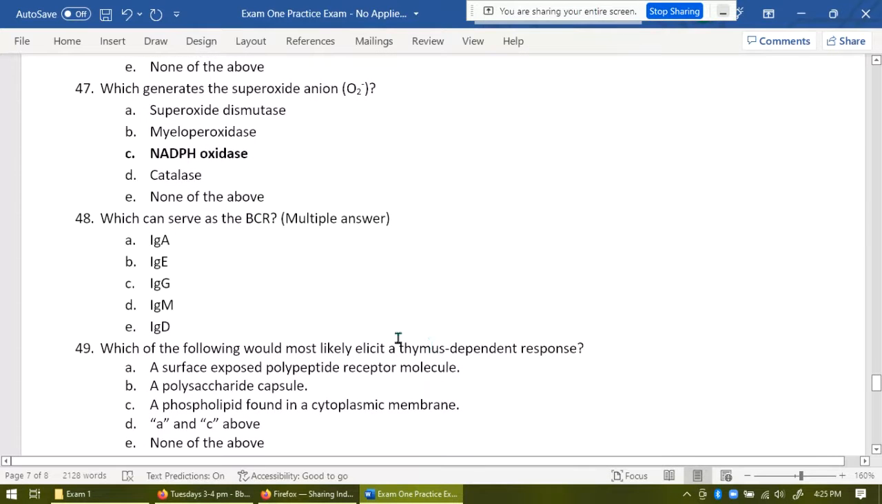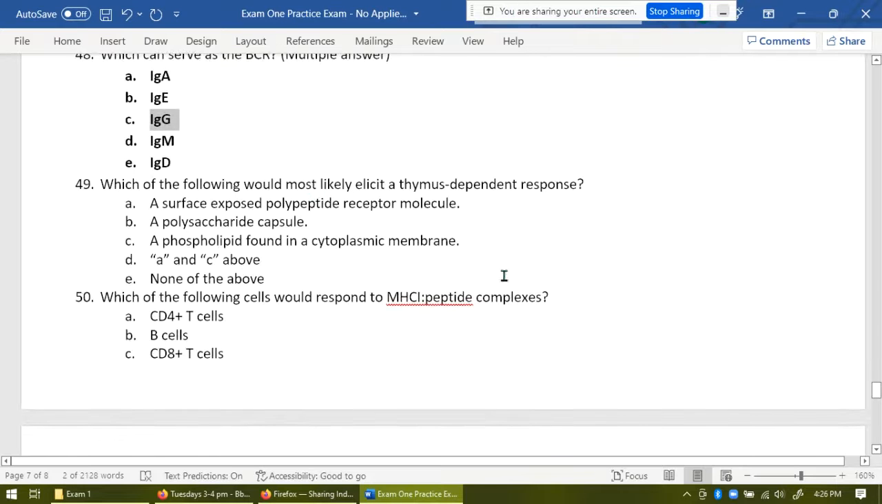Which can serve as the B cell receptor? Multiple answer, that might have given it away. That would be all of these. B cells in general can have any class of antibody as their B cell receptor. However, naive B cells only have IgM and IgD as their B cell receptor. I will say that a single B cell is only going to be making one class of antibody unless it's expressing IgM and IgD. Those are expressed together. So it's only going to express IgG if it's expressing IgG, or the same goes for the other two. But they can all serve as a B cell receptor.